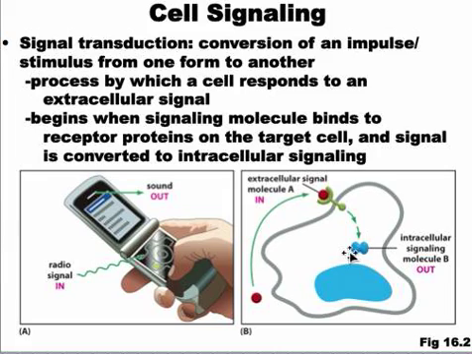Now what will happen with this intracellular signaling molecule is that it's going to somehow alter the target cell's behavior. And the target cell is this cell right here that received the extracellular signal.